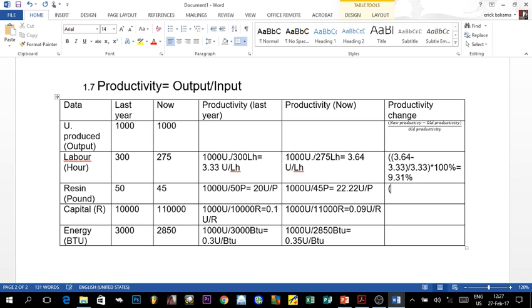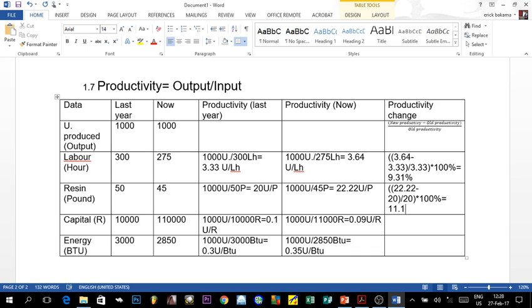And then second, we do the same thing for the resource that we used. So this year we used 22.22 minus what we used last year, which was 20, and then we need to divide it by 20, and then we need to multiply the total by 100%. So we have 22.22 minus 20, and we divide by 20, then we multiply by 100, and the value that we get is 11.1%. That just means again that the productivity has increased.